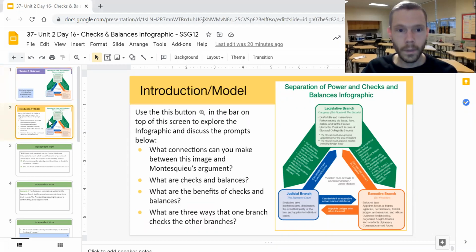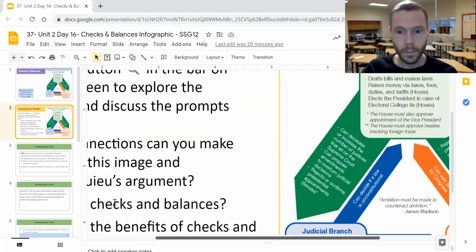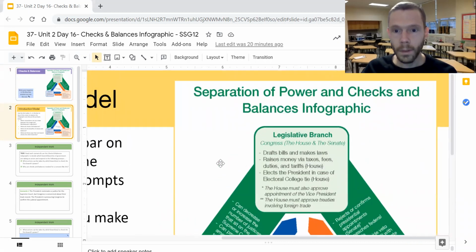So the first thing I would like to show you is where we can find this magnifying glass button to zoom in to make it easier to read through the infographic. And we can actually find the magnifying glass right here. And if we click on the arrow, if we put it fit the screen, it's where we're at right now. But I'm going to click zoom in, and it'll zoom in quite a bit so that we can see the actual infographic. And what we want to think about is the legislative, executive, and judicial branch.